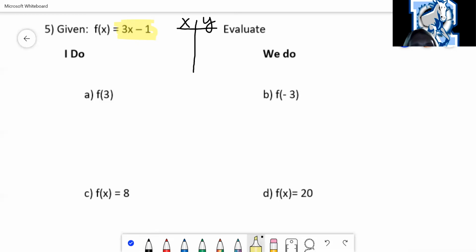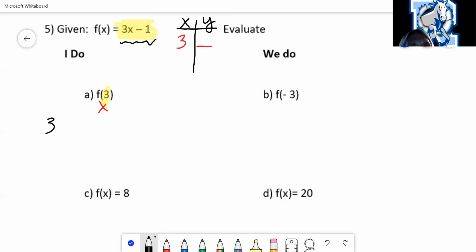So the first one right here says f of 3. That's saying when X is 3, what is Y? So you could go in your calculator, look in the table and find when X is 3, what is Y? Another way you can do it is you take your function right here.